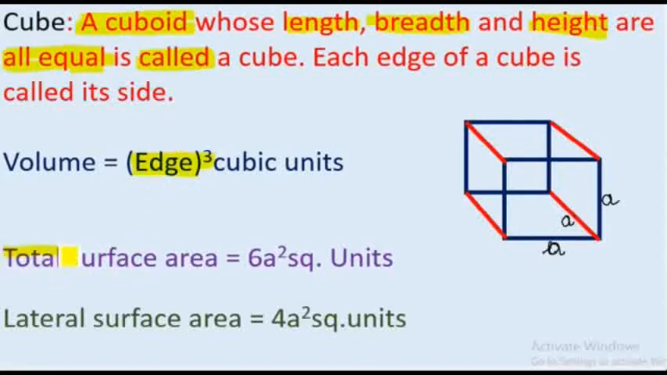Total surface area: here in this cube the total faces are 6 and each face is the shape of a square. So the formula of total surface area of a cube is 6a square. Lateral surface area, if we are not going to include the top and the bottom surface, only we are going to take the 4 surfaces, and each surface of a cube is the shape of a square. So the lateral surface area formula is 4a square.